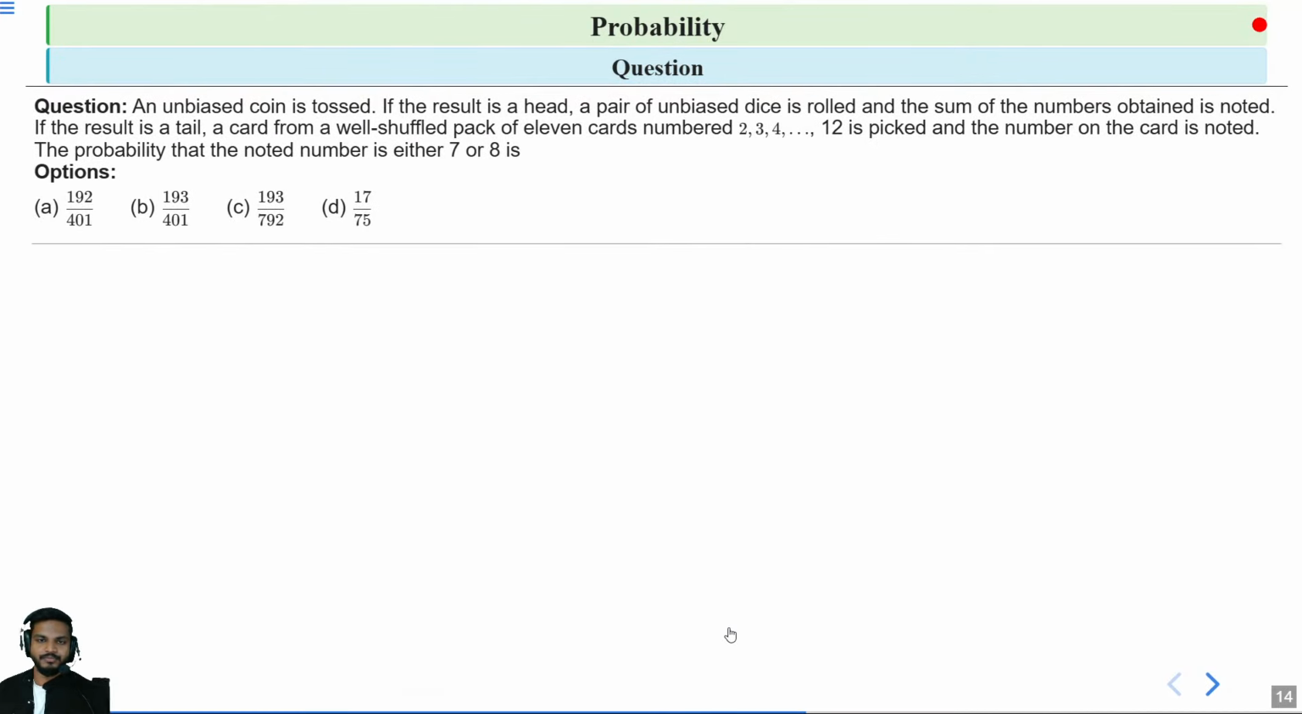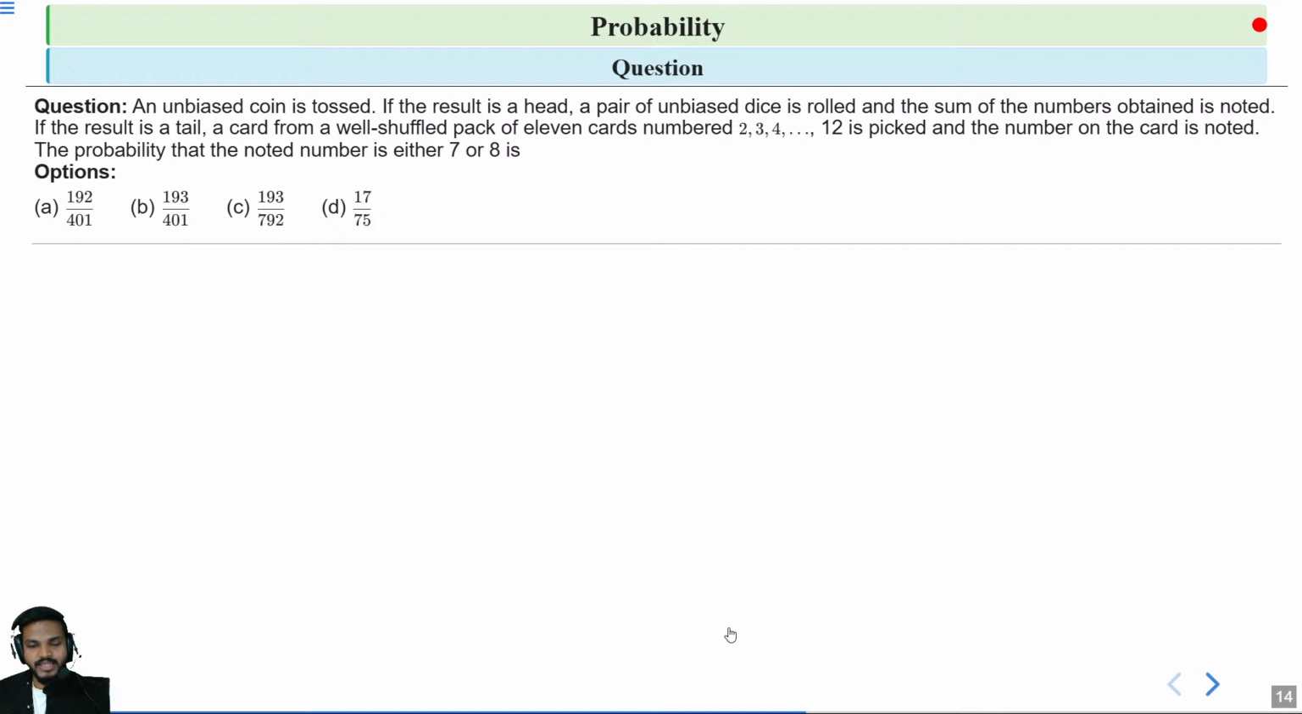Next question. Interesting question. An unbiased coin is tossed. If the result is a head... So at first, carefully read the question and note each piece of information given. At first, we have an unbiased coin. That means unbiased, so probability of getting head and probability of getting tail are the same, that is 1 by 2.